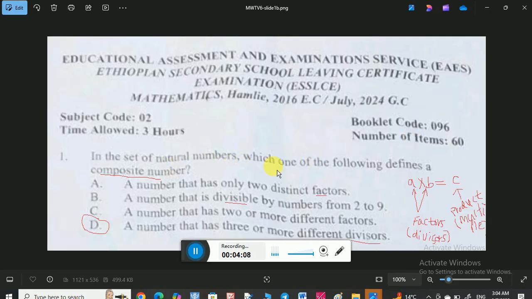In the set of natural numbers, which one of the following defines a composite number? A, a number that has only 2 distinct factors? No. A number which has only 2 distinct factors is prime. A number that is divisible by numbers from 2 to 9? No, the definition does not say this. A number that has 2 or more different factors, 2 is not correct. A number that has 3 or more different factors, divisors and factors are the same. A number that has 3 or more different divisors, or you can also say factors. So the correct answer is D.